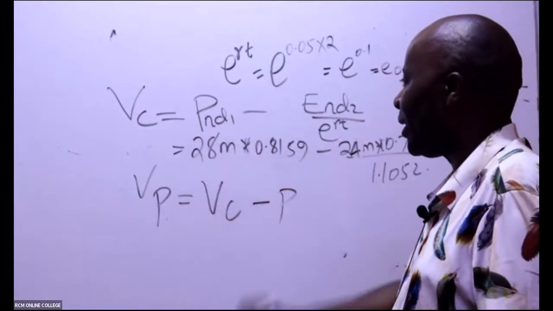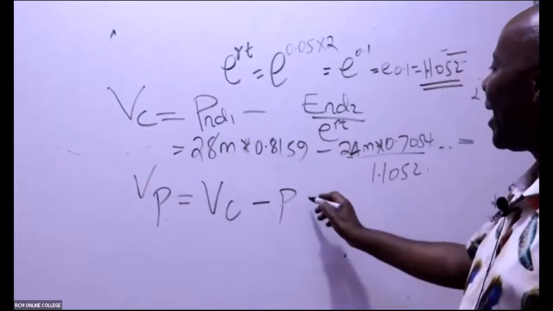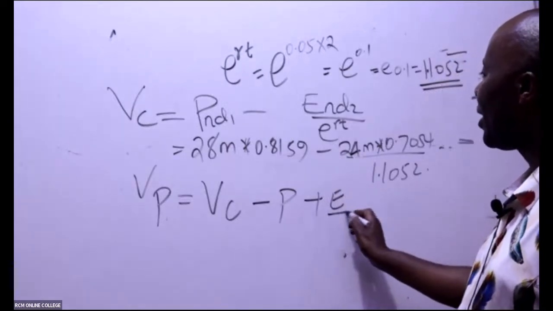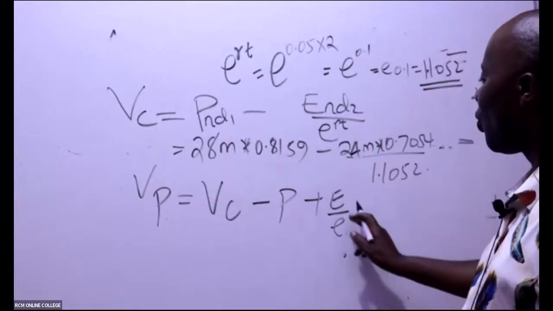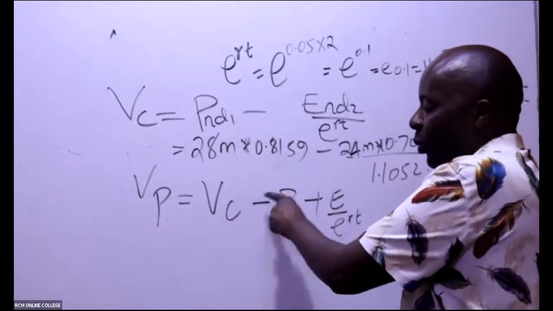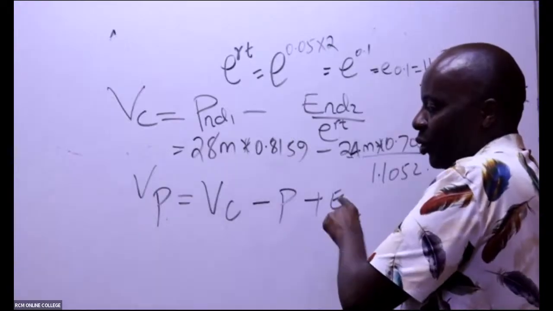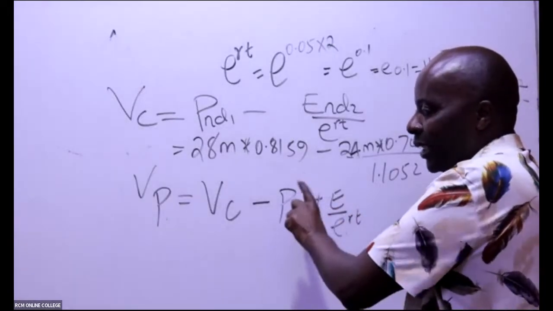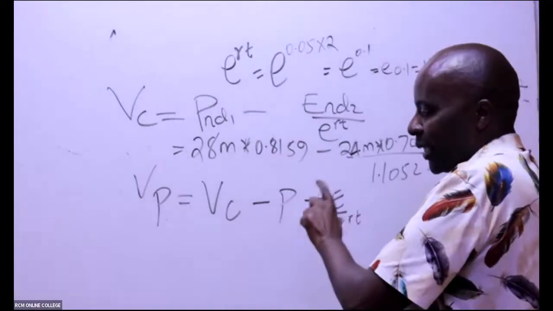Minus, in this case here, the P, plus exercise price divided by e raised to rt. Remember, for a put option, you don't incorporate probabilities, because you're the one selling. So these things are certain to you.